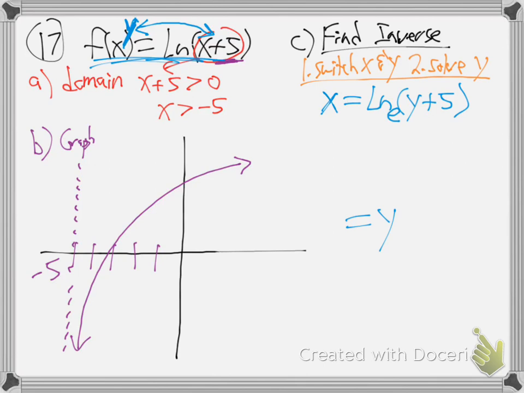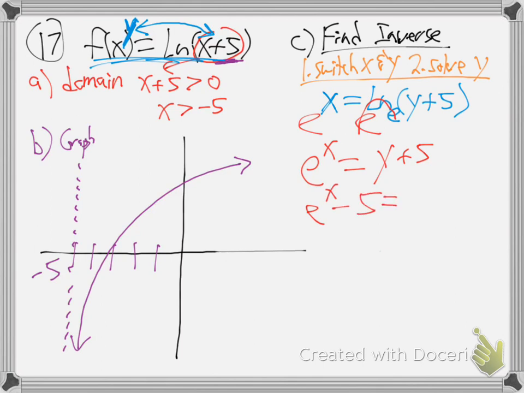And so how do we get rid of logs? The opposite is inverse. The inverse is exponential. Yeah, that's been the theme of the day, huh? Logs and exponentials are opposites. Yeah, that'll cancel that out. And that'll give me e to the x is y plus 5. And what do I do? Just subtract the 5, huh? So e to the x minus 5 is y. And guess what that is? That's the inverse function.